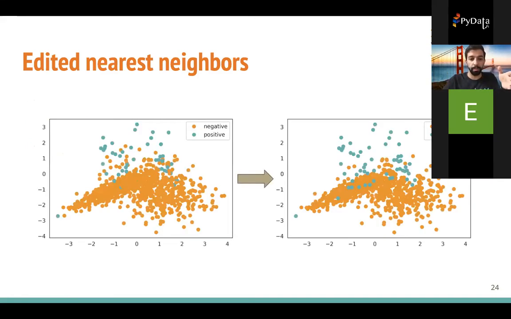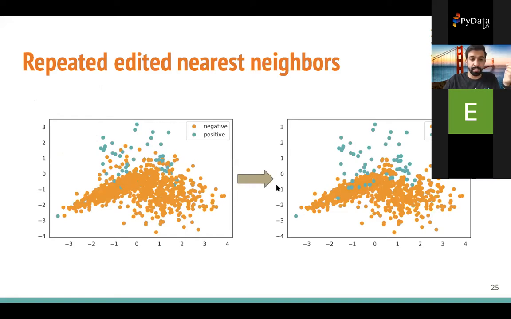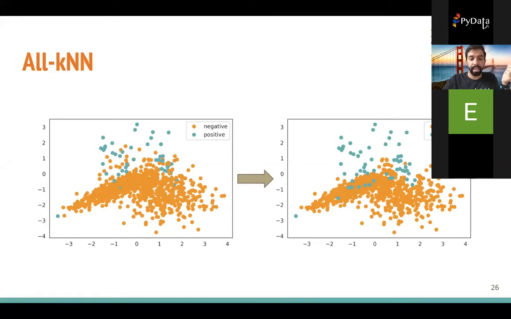Now we see how they look. The edited nearest neighbor is a soft removal. So it only removes points that are very far in the boundary. There's still a lot of overlap points that are kept here. With the repeated edited nearest neighbor, we see it removes more points from the boundary and even more points within the overlap than the normal edited nearest neighbor. The all k n n is kind of in between. We see it has more points than edited nearest neighbors, but fewer than the repeated edited nearest neighbor.